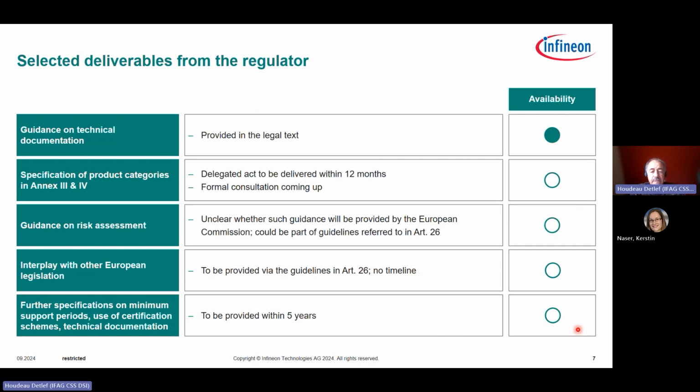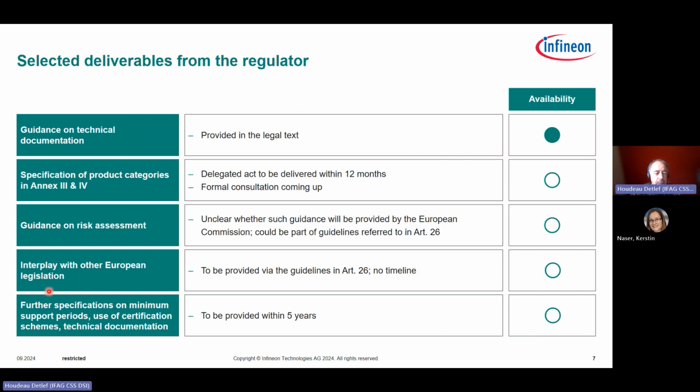Guidance to risk assessment: today, it's unclear whether such guidance will be provided by the European Commission, could be part of the guideline reference in Article 26. So it's an open point today. Interplay with other European legislation to be provided via the guidance in Article 26. No timeline at this moment.